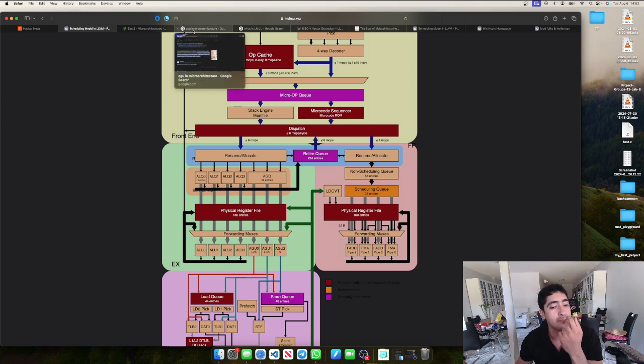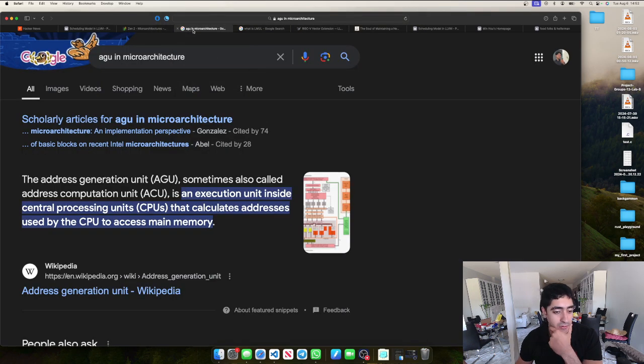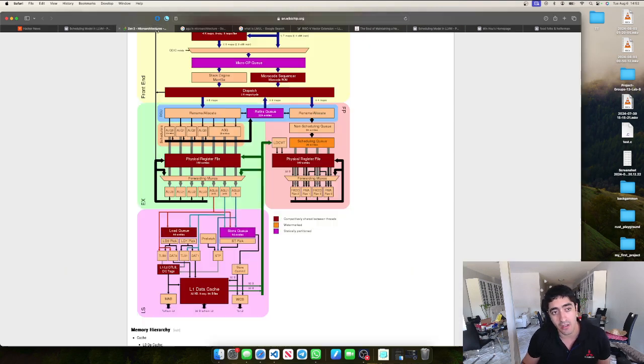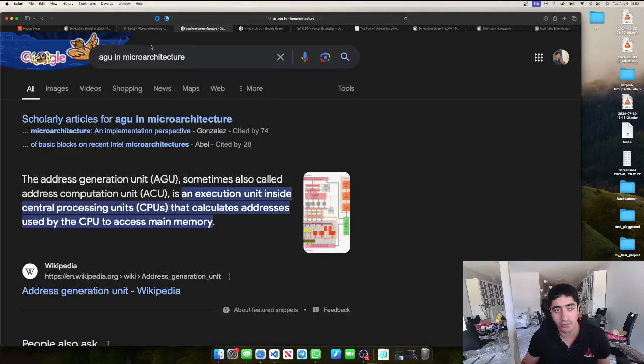AGU calculates the address of the memory that you're supposed to access. Address generation unit. It's different than arithmetic logic unit. Address generation unit, or ACU, address computation unit. What is ALQ? Arithmetic logic queue.